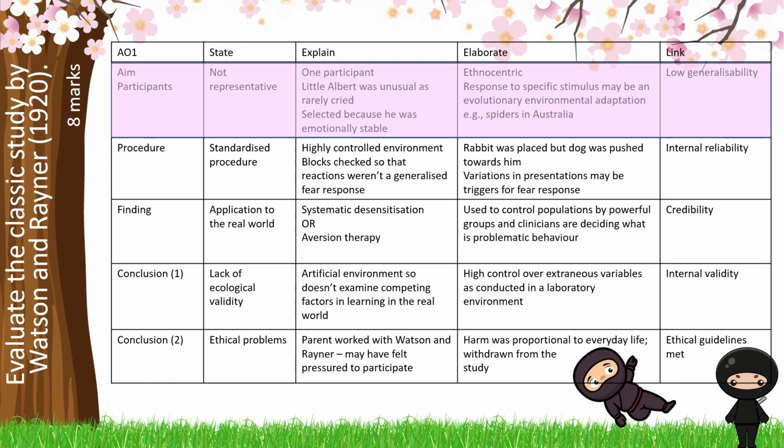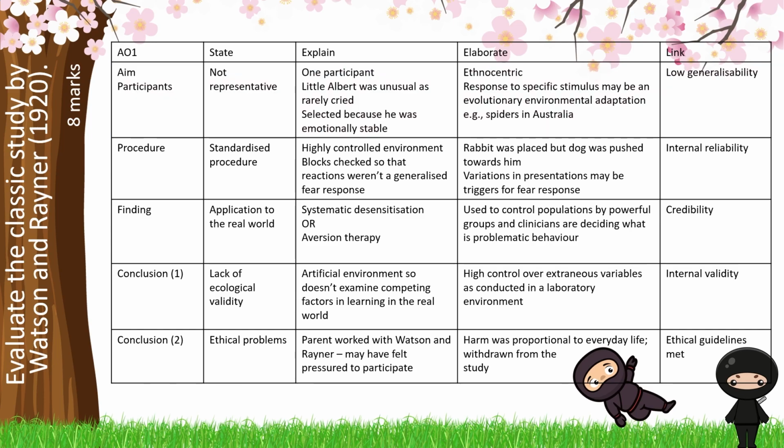This could be the fact that this was a pre-experiment. Then you can move through and explain that the study was not representative, partly because it was one participant, but also Albert was selected because he was emotionally stable, and that may not represent all people. You can also talk about this being an ethnocentric study. That actually fears may be responding to environmental stimuli, and we may have evolved to have different fears in different countries. For example, spiders in Australia, not great.